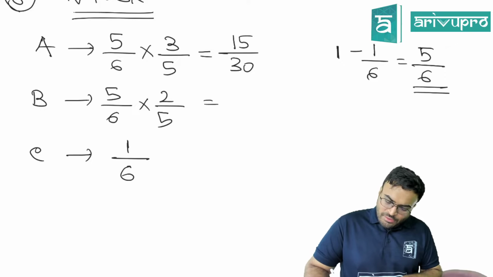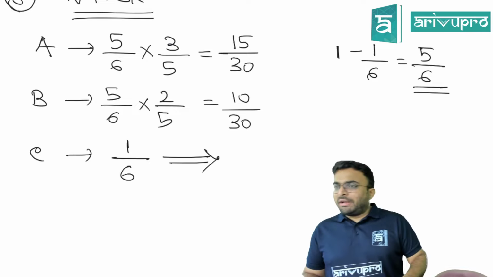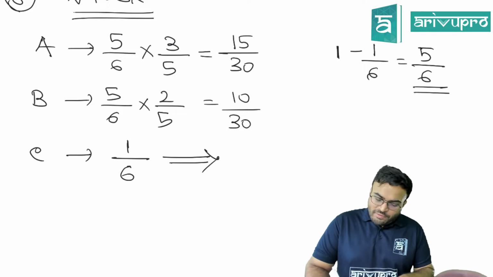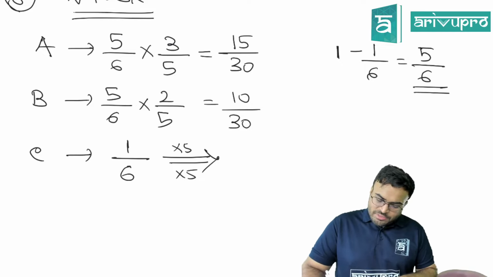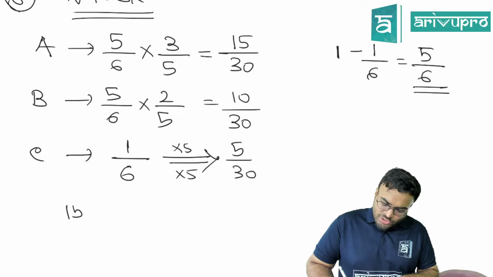15/30. 10/30. This is not in the same terms. To compare, we should have the same denominator. So now what will we do? We will multiply this by 5 just to bring it into the same terms. So this becomes 5/30.